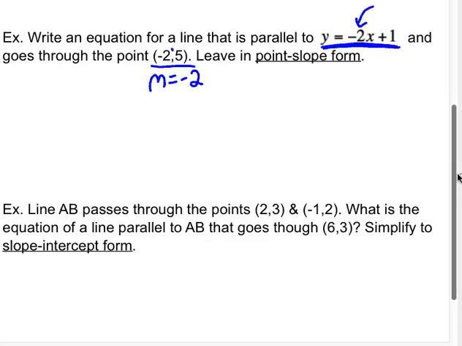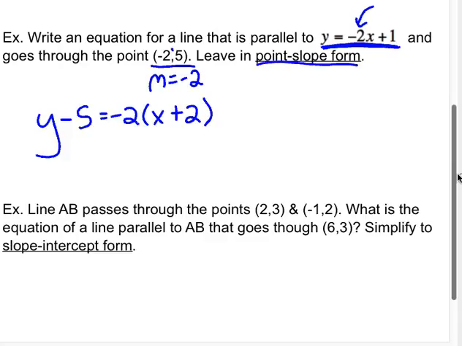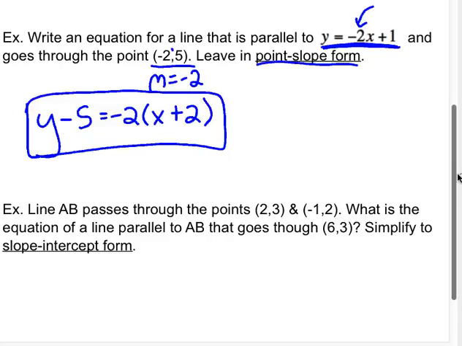That sounds like a job for our point slope equation. All right, so y minus the y value from the point equals our slope times x minus the x value from the point. All right, and it says we can leave it in point slope form, and that's the form that we have it in. So we already have our answer.